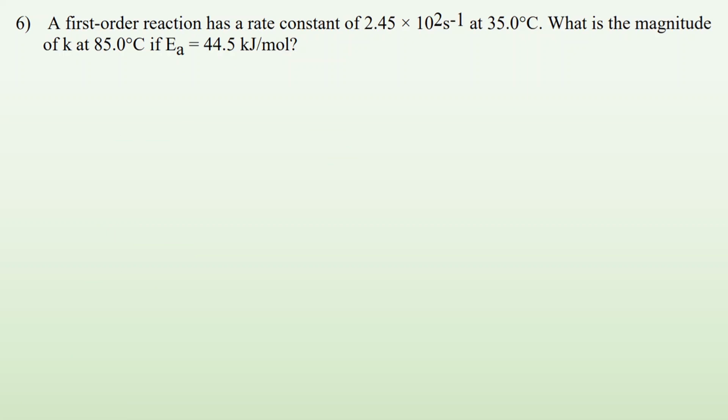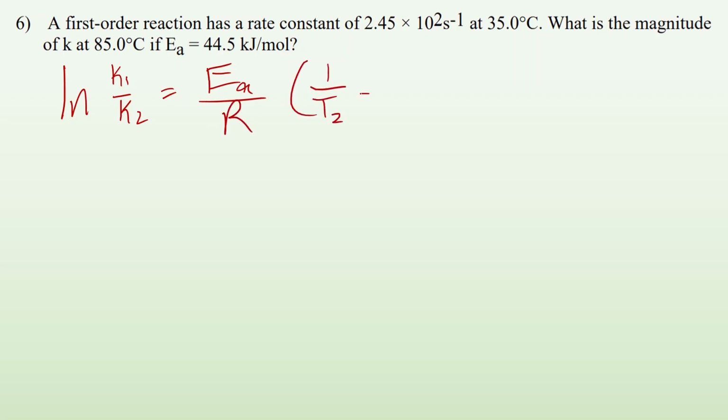A first order reaction has a rate constant of 2.45 times 10 to the second per second at 35 Celsius. What is the magnitude of K at 85 degrees Celsius if this is the activation energy? Long story short, this is an equation worth remembering. When we're comparing rate constants at different temperatures, this is our go-to equation. You can work through it and get it, but let's put this on the list of ones that we'll just look up or remember.